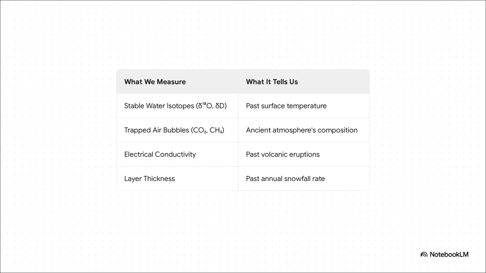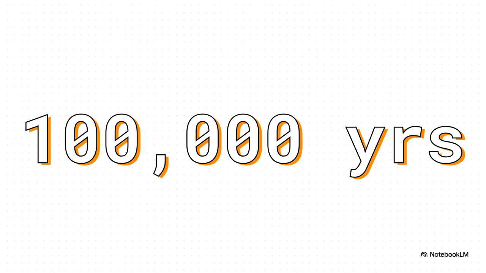So you measure things called stable water isotopes. That tells you the temperature. You analyze the gas in those trapped air bubbles, and bingo, you've got a direct sample of the ancient atmosphere. CO2, methane, the whole deal. You can even measure the electrical conductivity of the ice, and that can tell you about massive volcanic eruptions from the past. So just how far back can we go with this stuff?